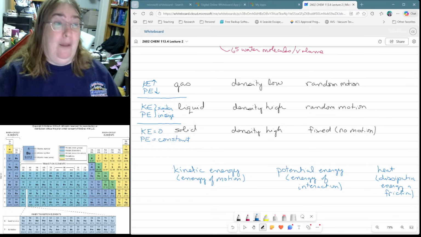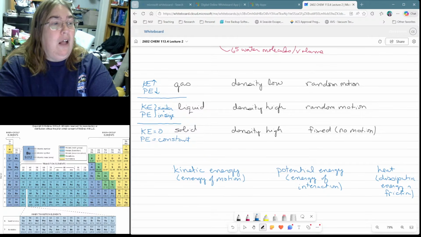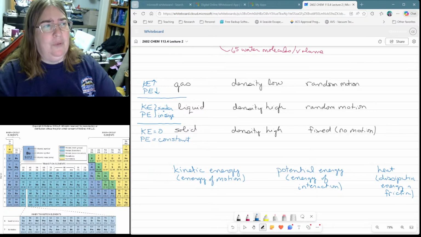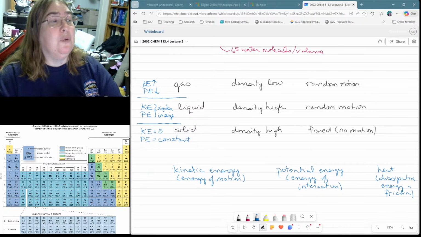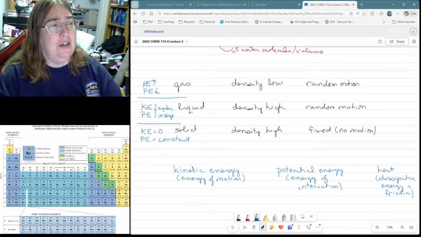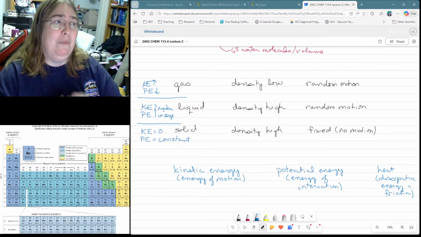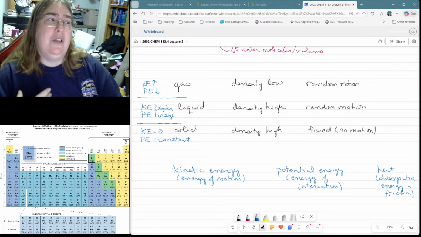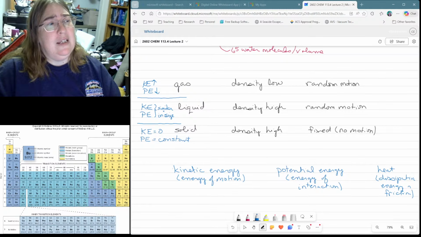And that's a real problem. Of all of the phases of compounds, when we try to model them theoretically, liquids are the ones that we have the hardest time modeling. Solids are easy to model because they're fixed in place. So the kinetic energy is zero, potential energy is a constant, really easy to deal with.